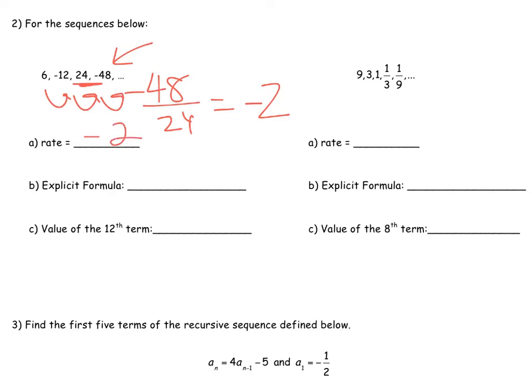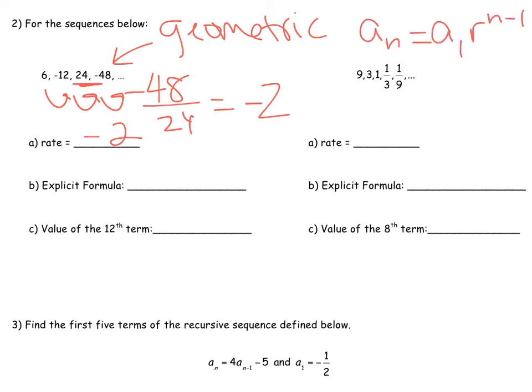So if I'm going to plug this in for the explicit formula for a geometric sequence, I'm going to say this is geometric, you need to know the formula a sub n is a sub 1 times r to the n minus 1. So my explicit formula, my general formula, will be a sub n equals the first term, which is 6, multiplied by the rate of negative 2 raised to the n minus 1.